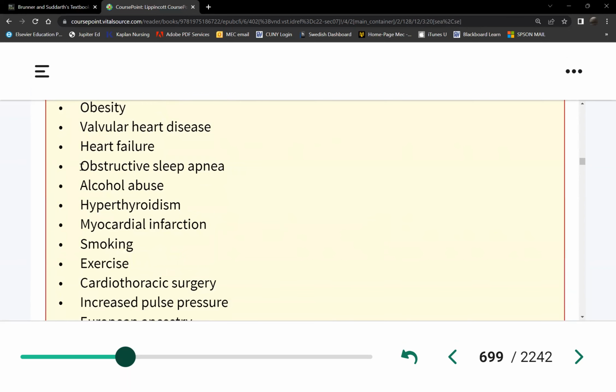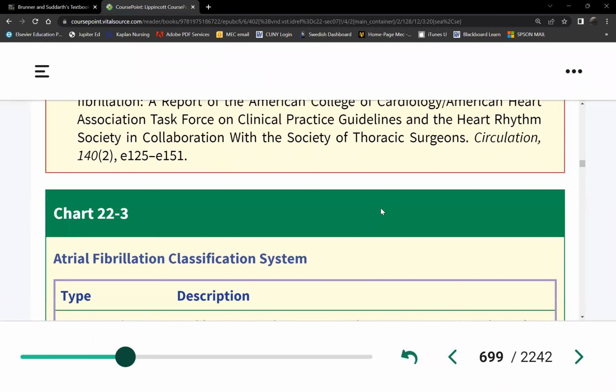Okay, so I do have obstructive sleep apnea here, so I'll consider that if you got it.